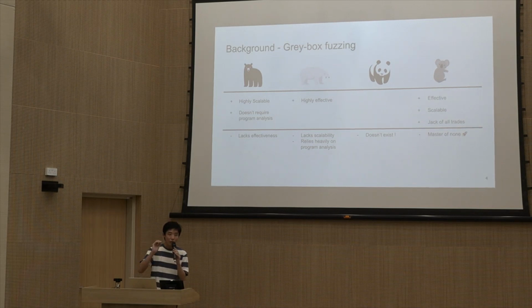The white box technique is effective because we know what's happening inside the program. But for testing, we don't need to know every detail of the program. We only need to know the information that is needed for testing. That's why we propose the idea of gray box fuzzing: collect only what is needed for testing. It is effective and scalable, a jack of all trades, but a master of none. But it doesn't matter that it is a master of none, because this is where we can make improvements.